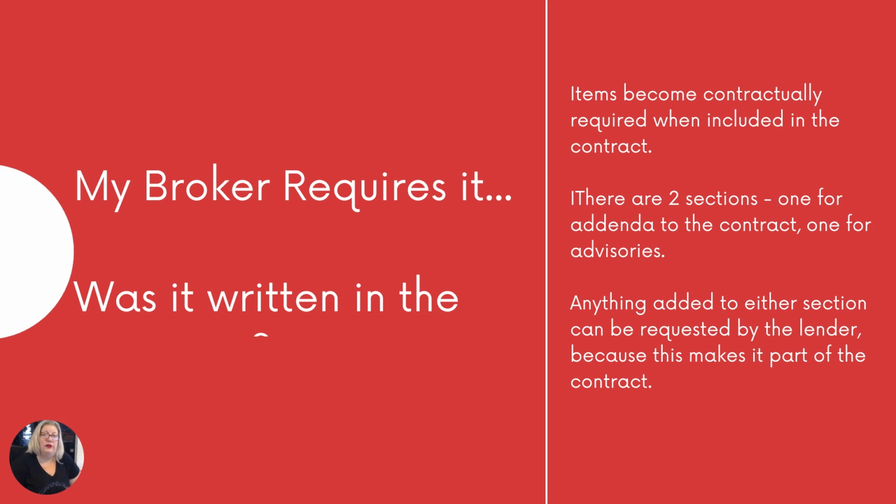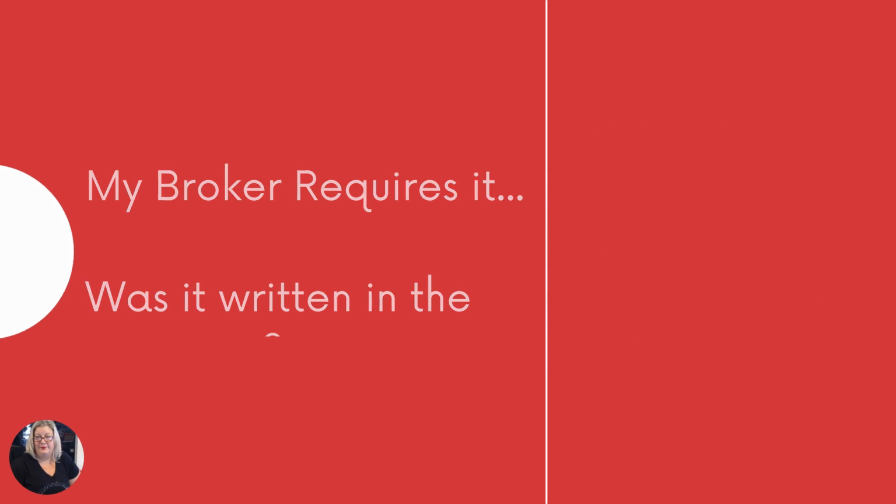There are actually 2 sections that you can do this in the contract. There's an area for addenda and there's also an area for advisories. What you want to do is go ahead and know that anything you put there, though, could be required by a lender.